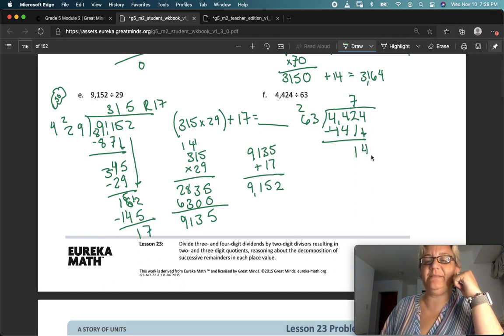63 goes into 14 how many times? 0 times. 0 times 63 is 0. Now our remainder is 14.